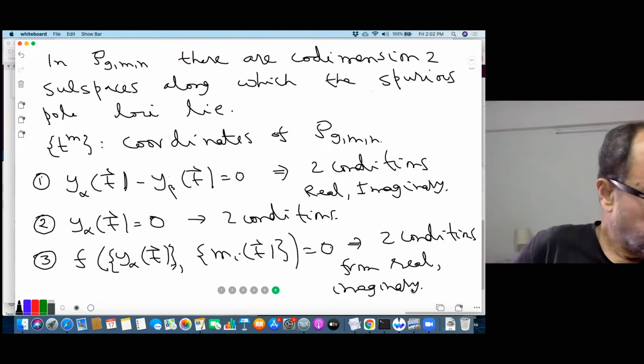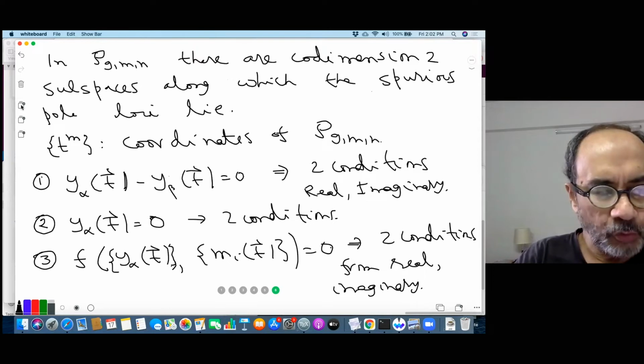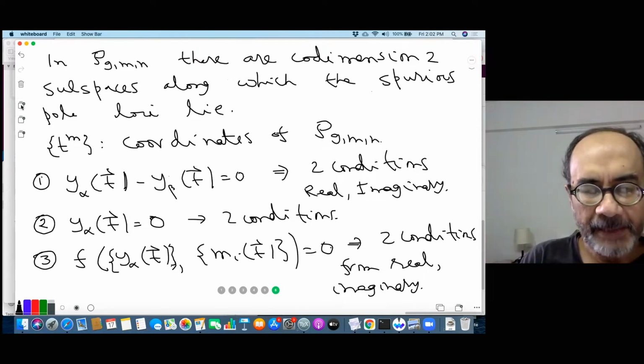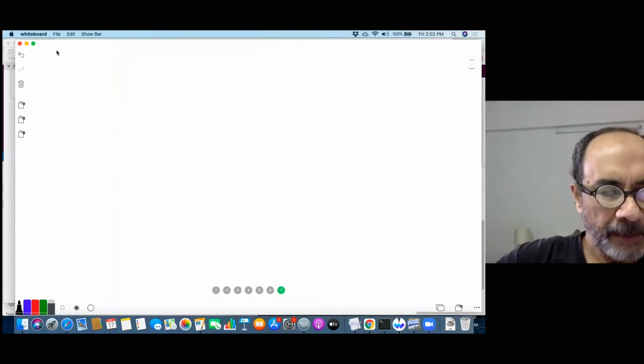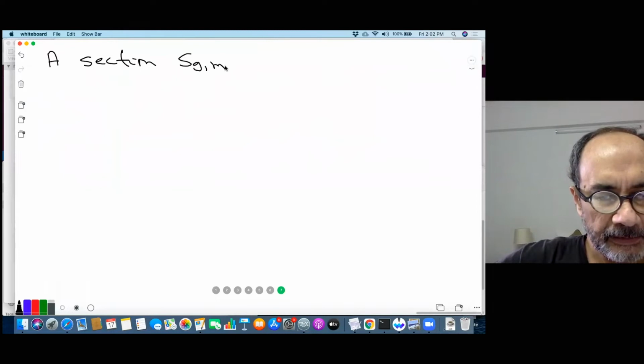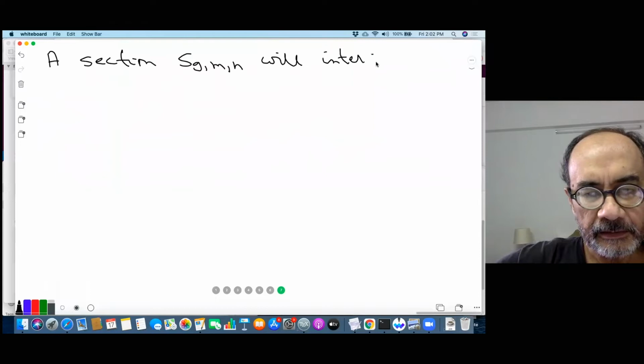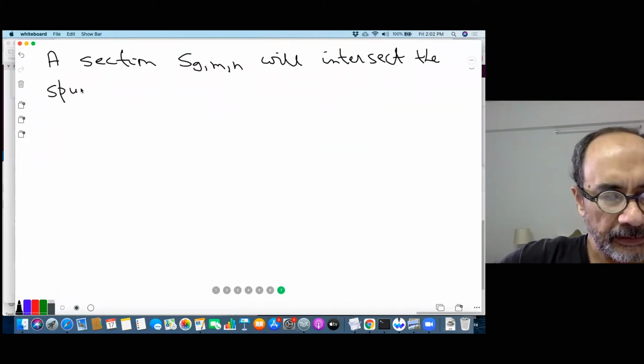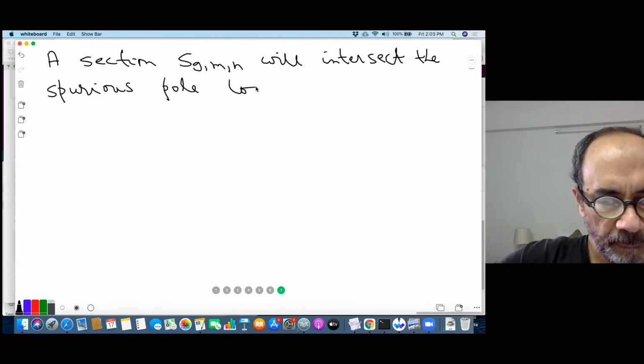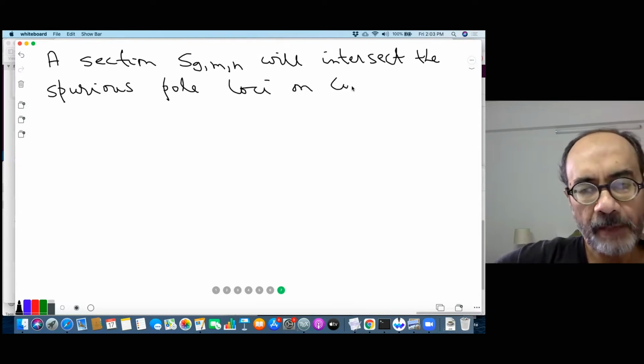Okay. And now the problem is that you have to choose a section in PGMN and integrate the integrand over that section. But typically what will happen is that if you choose a section SGMN, it will intersect the spurious pole loci on codimension 2 subspaces.